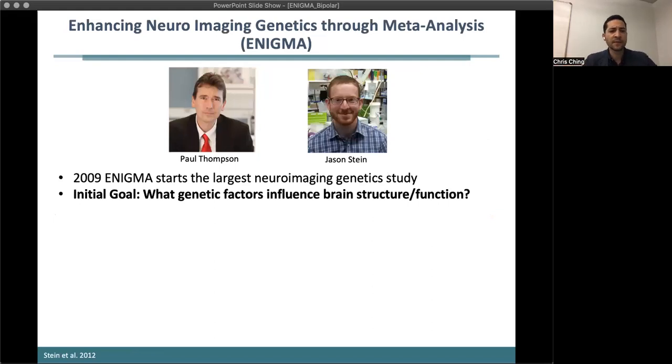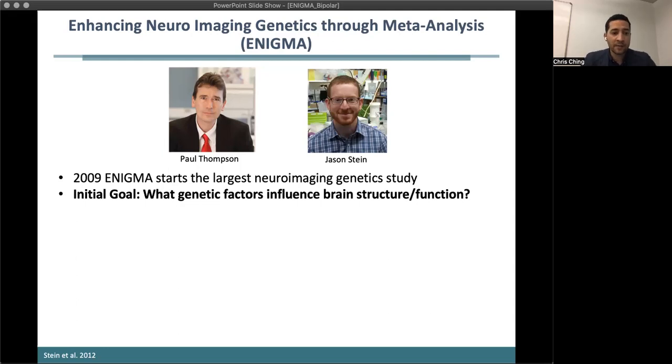This was an effort that started back in 2009 by Paul Thompson, Jason Stein, and others, really aimed at looking at what the genetic factors were that influence brain structure and function. And so to conduct these types of studies, you need lots and lots of data. The effects of common genetic variants on brain structure are quite subtle, and so you need large samples to pull out those subtle associations. And so that's exactly what they did.